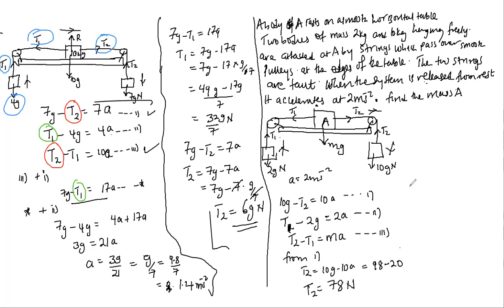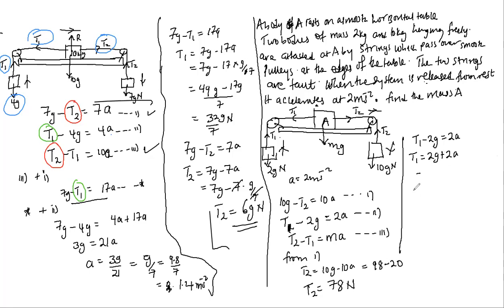Then consequently, you can go ahead and get T1. T1 minus 2G is equal to 2A. So T1 is equal to 2G plus 2A, but A is 2. So we shall have 19.6 plus 4. 19.6 comes from 2 times 9.8. So 4 plus 19.6 shall get 23.6 newtons.